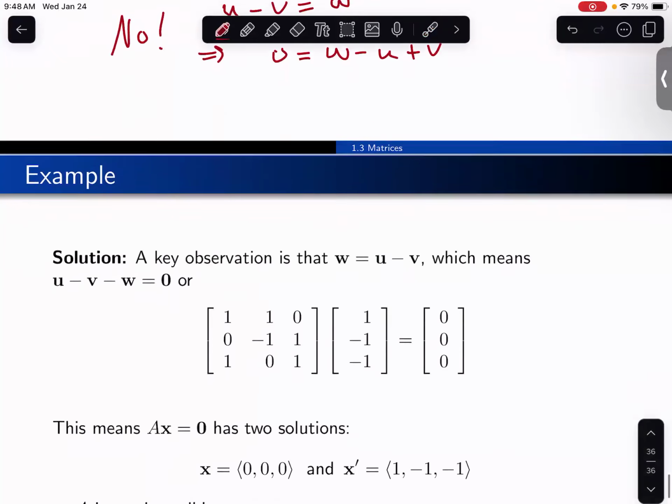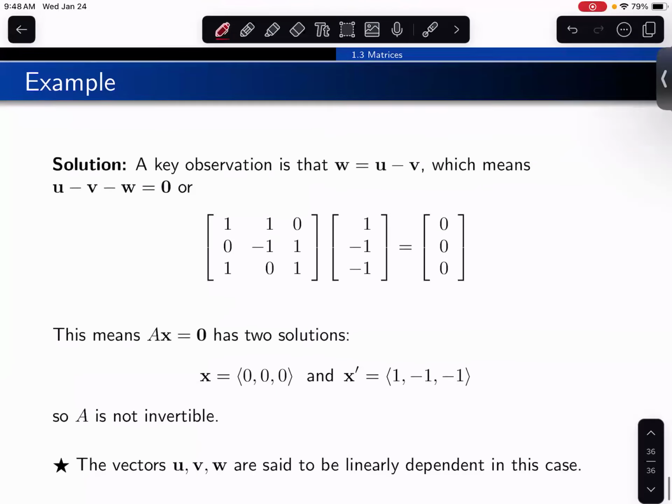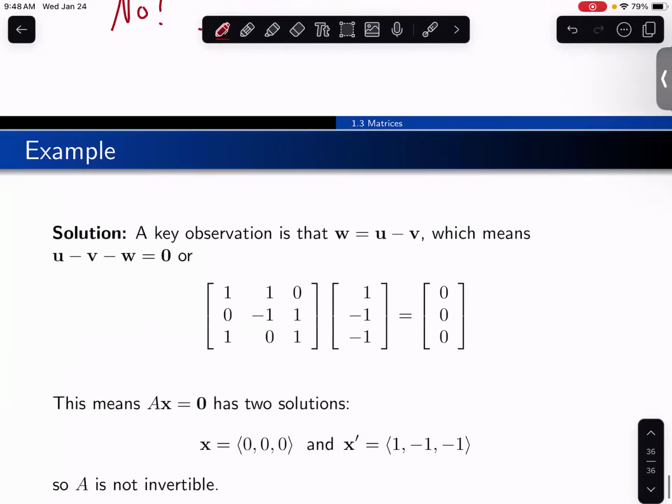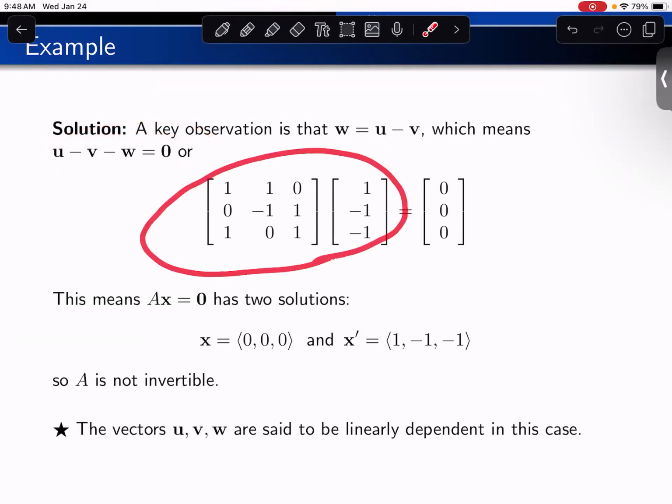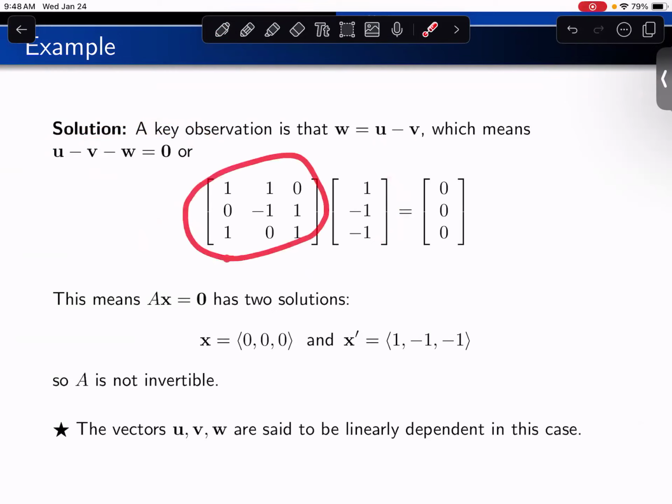And so in terms of matrix multiplication, w is equal to u minus v, which implies that u minus v minus w is equal to 0. So if you express this linear combination in terms of matrix multiplication, you're going to get the following matrix product. So you have your original matrix A multiplied by 1, minus 1, minus 1, i.e. the coefficients of these vectors, ends up being equal to 0.